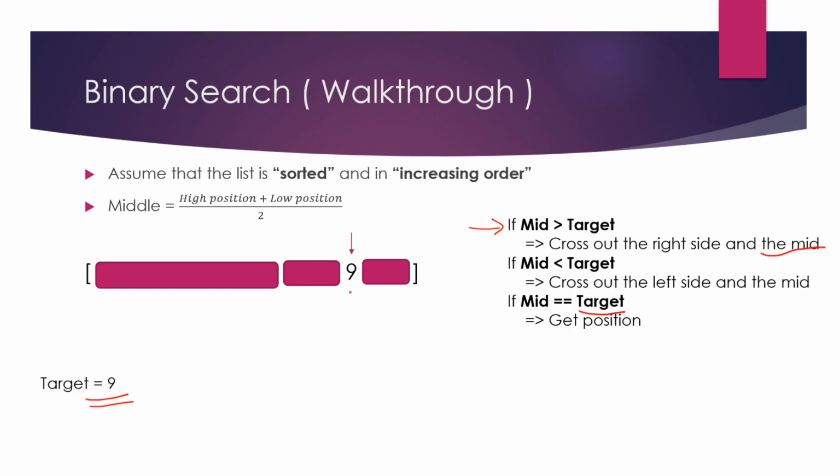This is the result after you cross out number 10, and you only have 1 single element left, and it turns out to be your target, which is number 9. And you're gonna return the position, which is the 8.